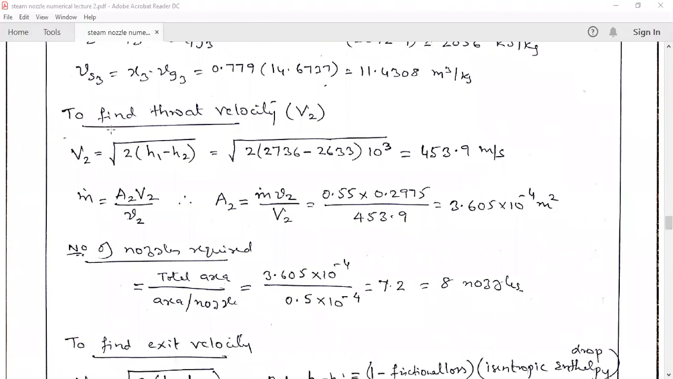Now next thing is we need to find out the velocity at the throat. So what is the formula? V2 is equal to square root of 2 into (h1 minus h2).